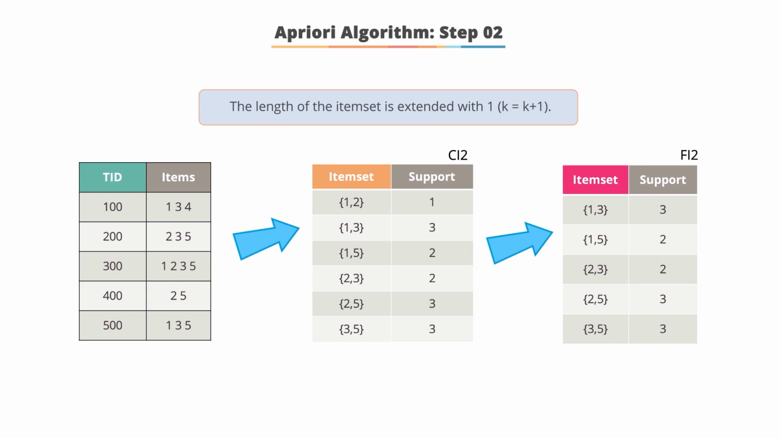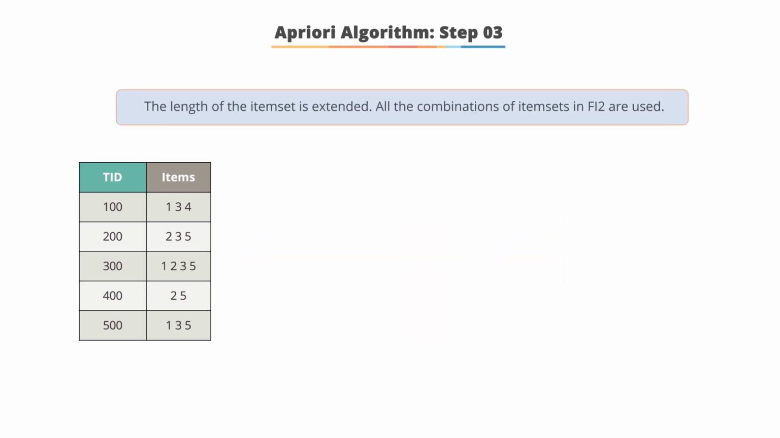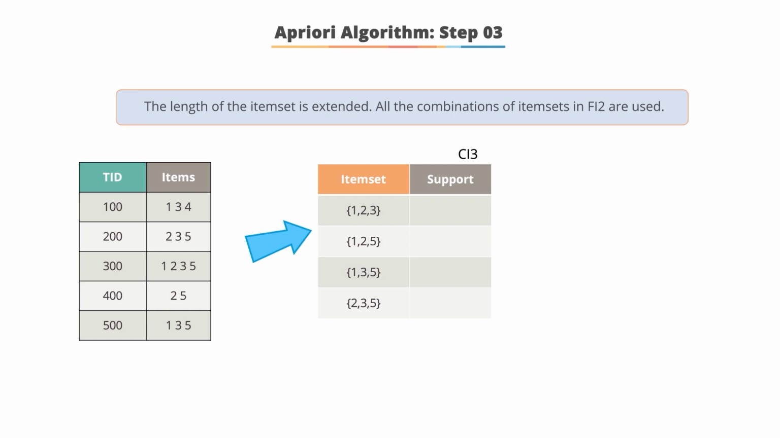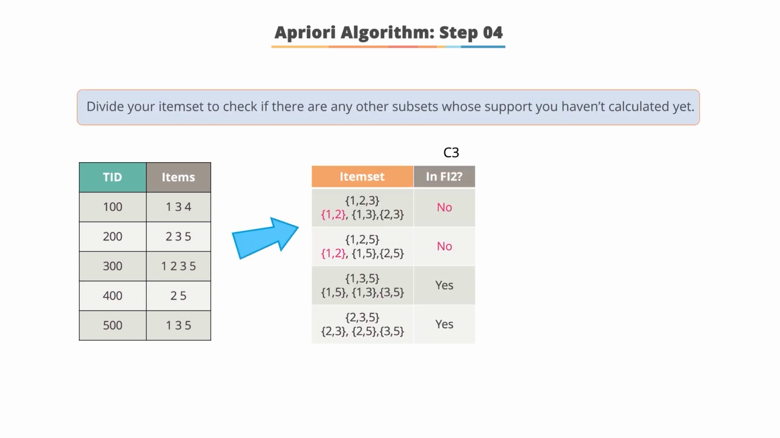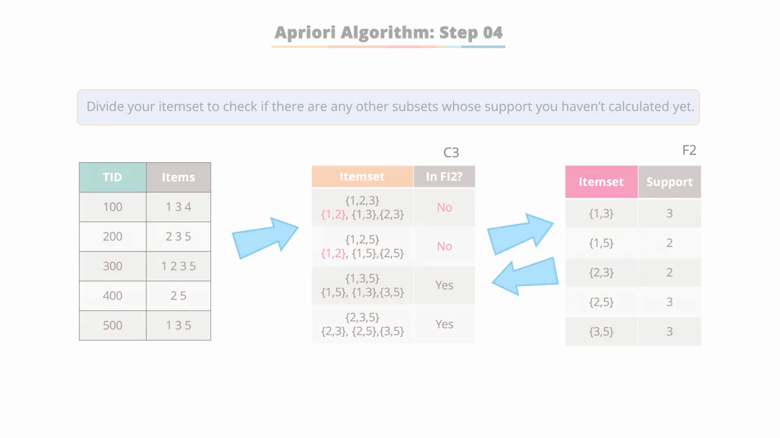Now let's understand what pruning is and how it makes Apriori one of the best algorithms for finding frequent item sets. Using pruning, we are going to divide the item sets in C3 into subsets and eliminate the subsets that have a support value less than 2.